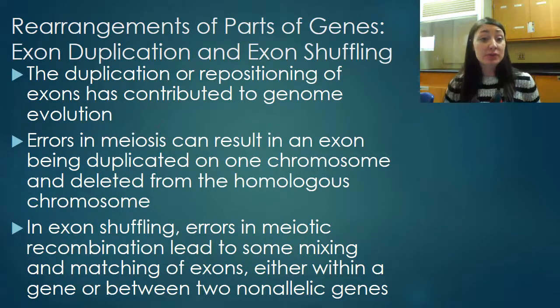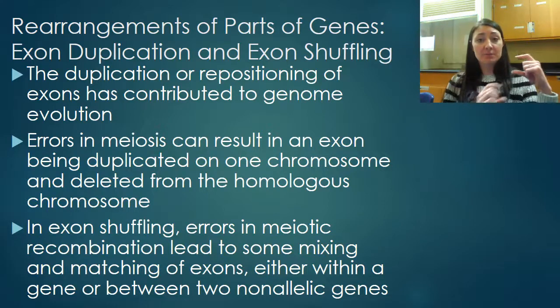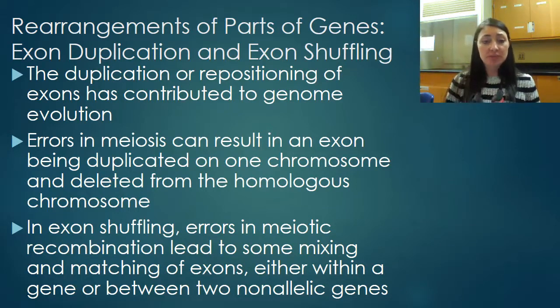Genes can also be rearranged, and the parts of the genes can also be rearranged. We see that in exon duplication as well as exon shuffling. If you were to duplicate and reposition an exon, that would contribute to genomic evolution. Errors in meiosis can also result in exons being duplicated, so you have two copies of that expressed gene on one chromosome and it is deleted from the homologous chromosome. So you have two copies on one, and it is absent from the other.